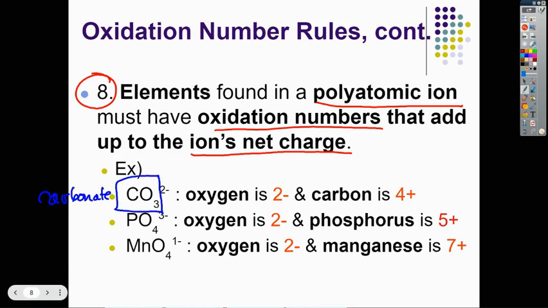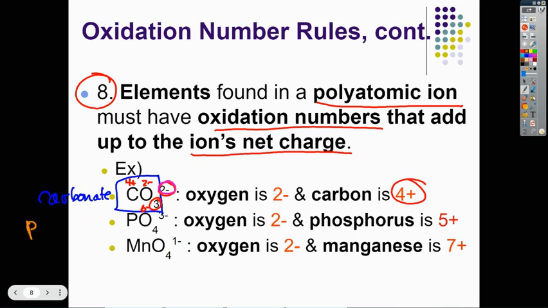Knowing the rules for our other elements, oxygen is going to be a 2 minus oxidation number. I have 3 of them, giving me a 6 minus charge, but it is 2 minus overall. So in order to cancel out the charge here, carbon has to be a 4 plus. See how we added up to a 2 minus here?